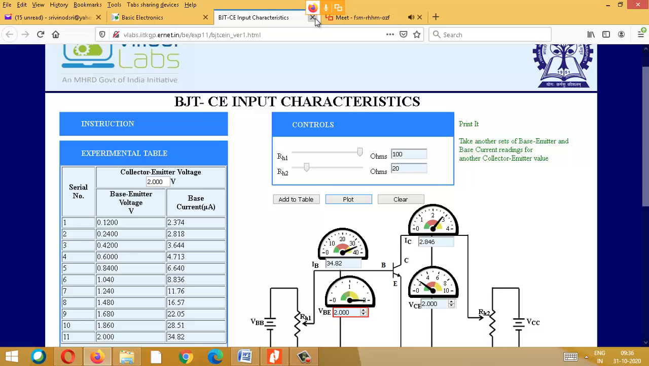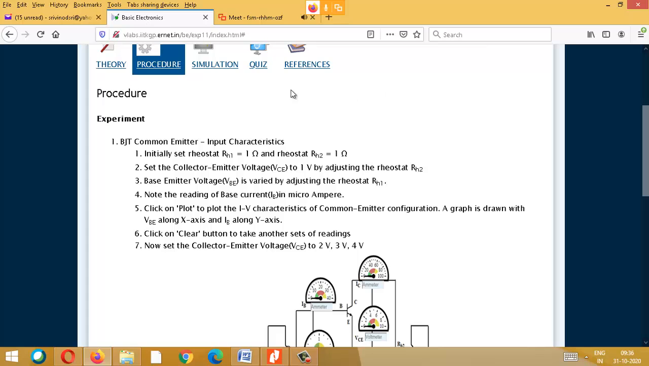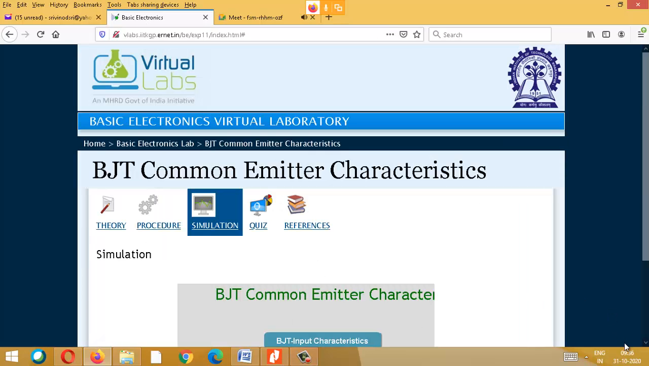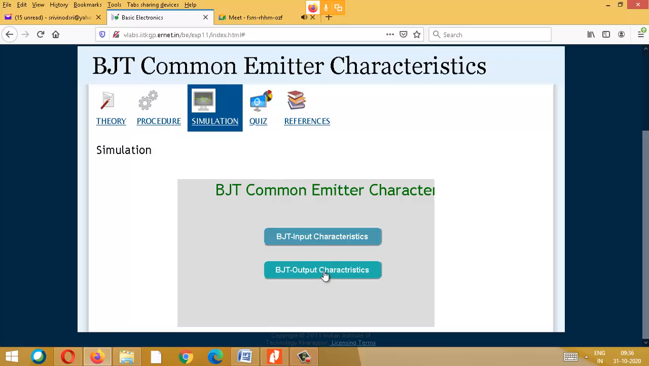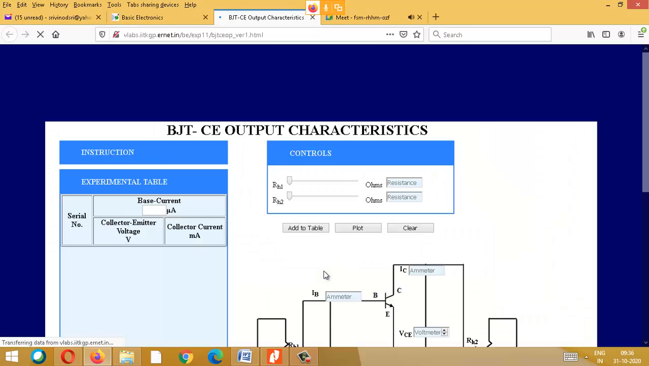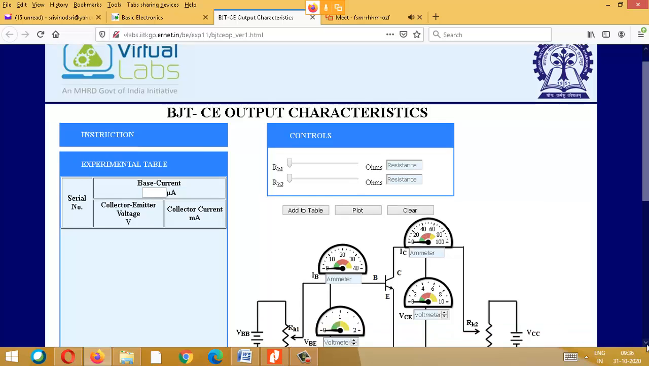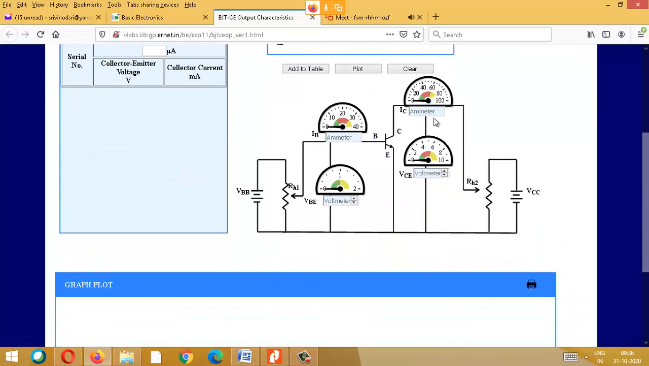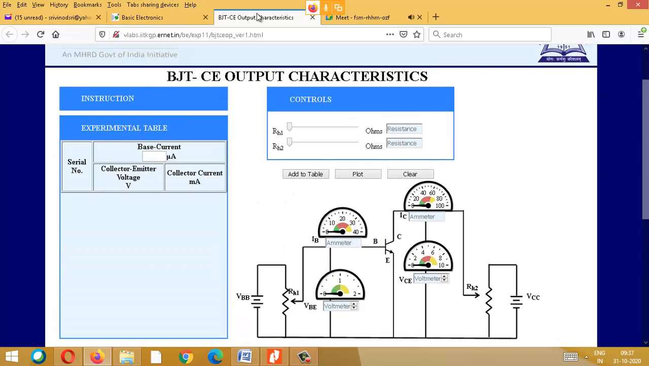Now let us go with output characteristics. The diagram will be the same; the only thing is that now I am going to read my output characteristics, so I have to keep the input at a particular value, then vary my output voltage and see what the graph is. RH1 should be kept at a particular value, so I have kept it at a particular value. Now I am going to vary at each instant and take readings.